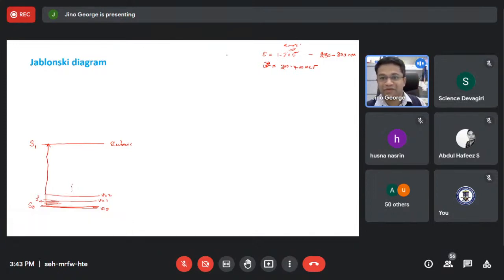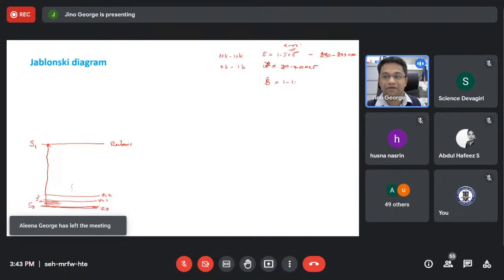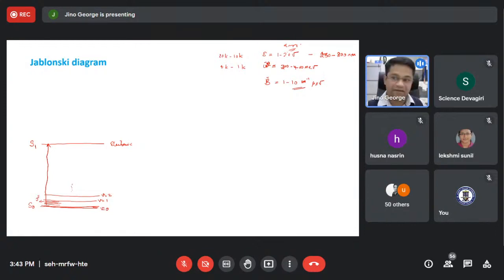So these in wave numbers will be roughly around 20,000, 20K to 10K. This will come around some 4K to 1K. Then the last one, the one discussed, is just roughly 1 to 10. This will be in centimeter inverse. So you see now this will be micro electron volt. So it goes on like that, this discussion.